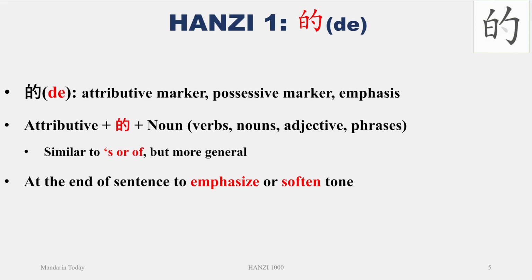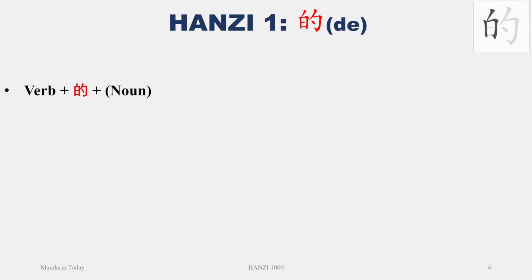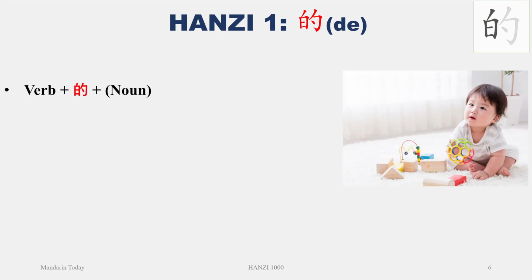And the possessive marker is similar to the one you have in English. And then the next one is used as a particle for either emphasizing or softening the tone. It usually appears at the end of the sentence. So let's look at the verb being the attributive.